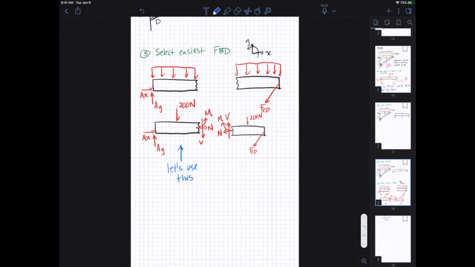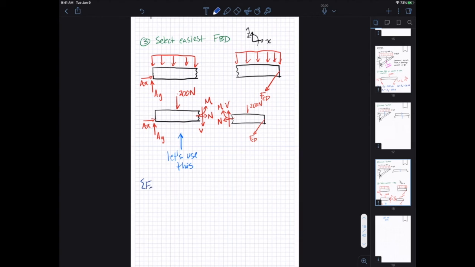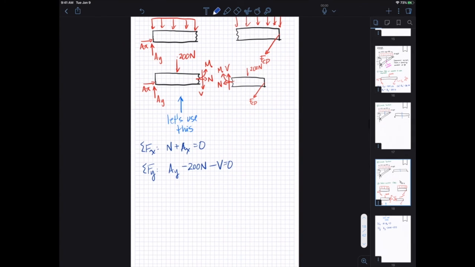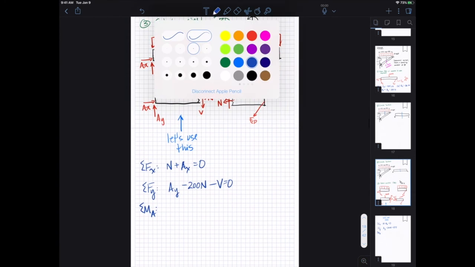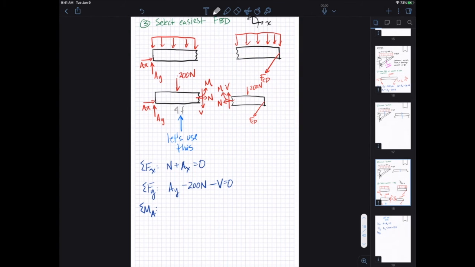and set up our equations of equilibrium. We know sum of forces X. Now we have N plus AX equals 0. Sum of forces Y, AY minus 200 minus V equals 0. And sum of moments at A, again, how far are we? I think it's 4 feet. Yep. So we need some geometry here to help.